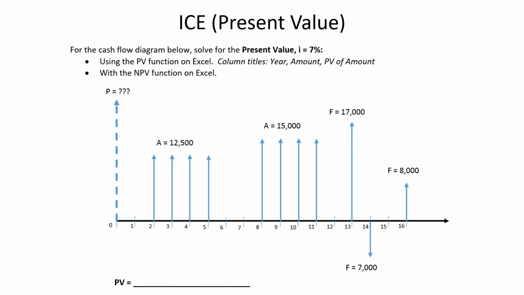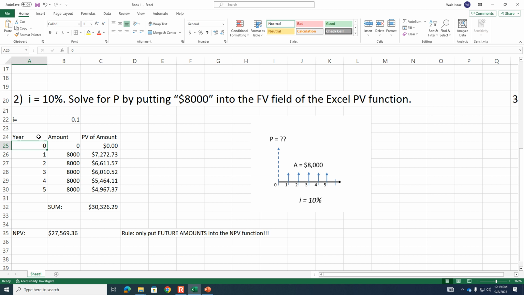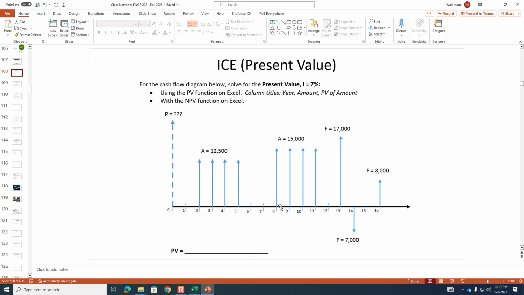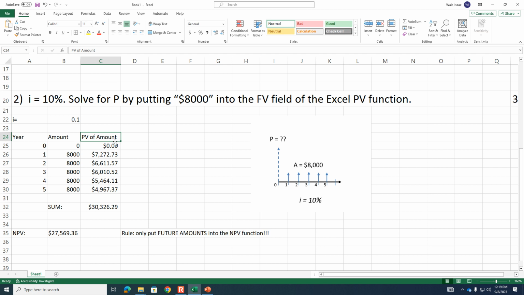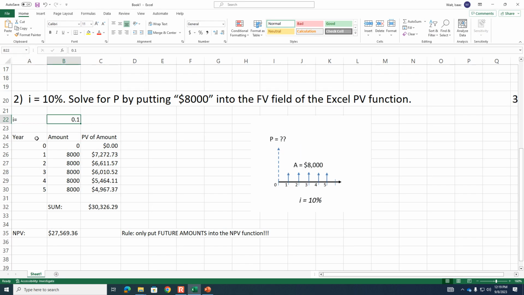All right, I know you're eager to get your hands dirty with this, so let me hand out the in-class exercise. Here's a cash flow diagram, and you should set it up like I did here. There should be a column that is year, there should be a column that is amount, and the amount column is just you translating the cash flow diagram to a table. And then here in the PV of amount column is where you should use the PV equation to calculate the present value. Now the interest rate here it says is 7%, so have a location above the table where you are defining the interest rate.